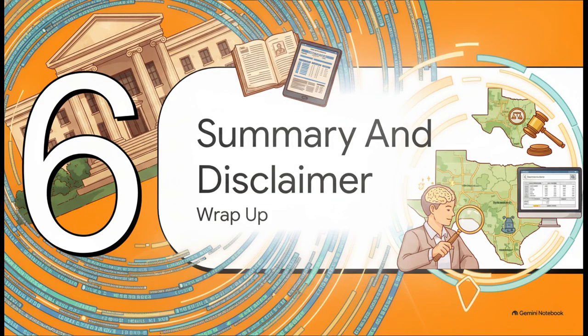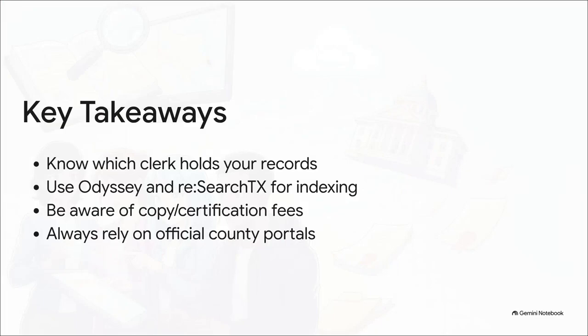Section 6, Summary and Disclaimer. Let's wrap this all up. Here are your core actionable takeaways for today. First, always know which clerk, district, or county actually holds the records you're looking for. Second, leverage those Odyssey and ResearchTX portals using the strict search criteria we talked about so you can get that free index information. Third, factor in copy and certification fees if you actually need the physical paper in your hands. And finally, bypass all that clickbait and always rely on official county portals for accurate data.